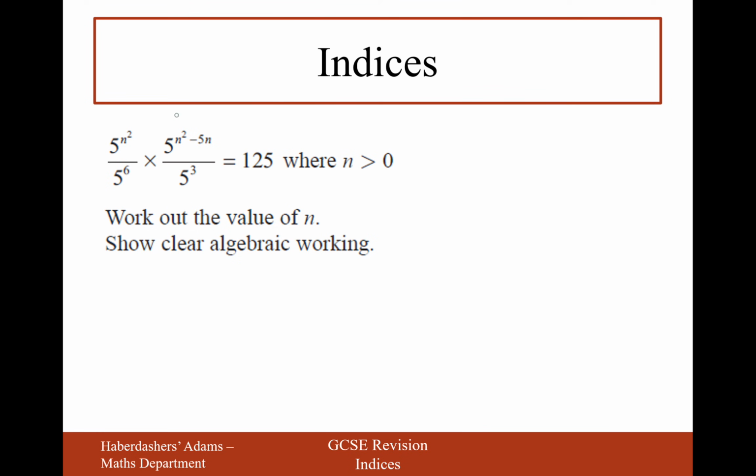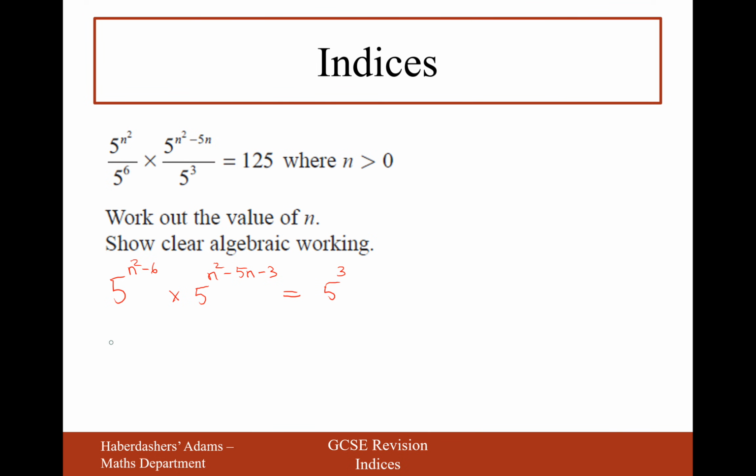Okay, so let's simplify the left-hand side first. On the first indice, it's going to be 5 to the power of n squared minus 6 times 5, and then on the second fraction, it's going to be 5 to the power of n squared minus 5n minus 3, because when you're dividing, you subtract the indices. And on the right-hand side, this is going to be equal 5 cubed.